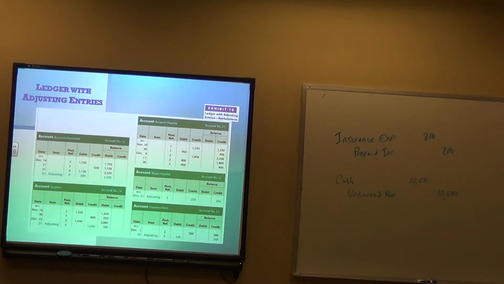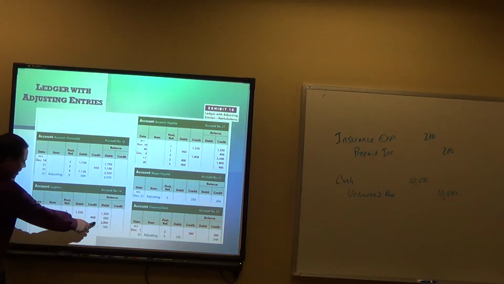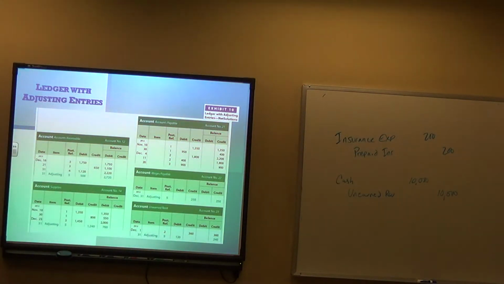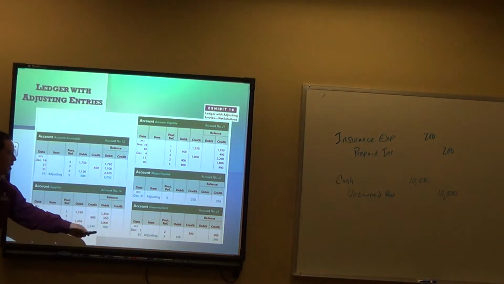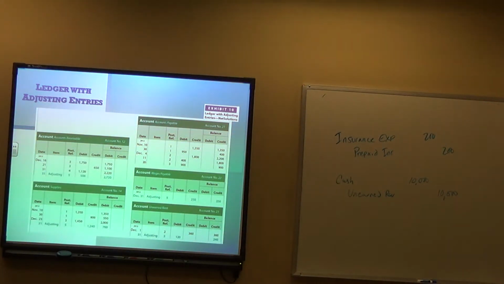And here we have our supplies. We took away some of our supplies that we used, $1,240. That gave me $760 left over. So these are my balances in each of my accounts. We take those journal entries and move them into their accounts.